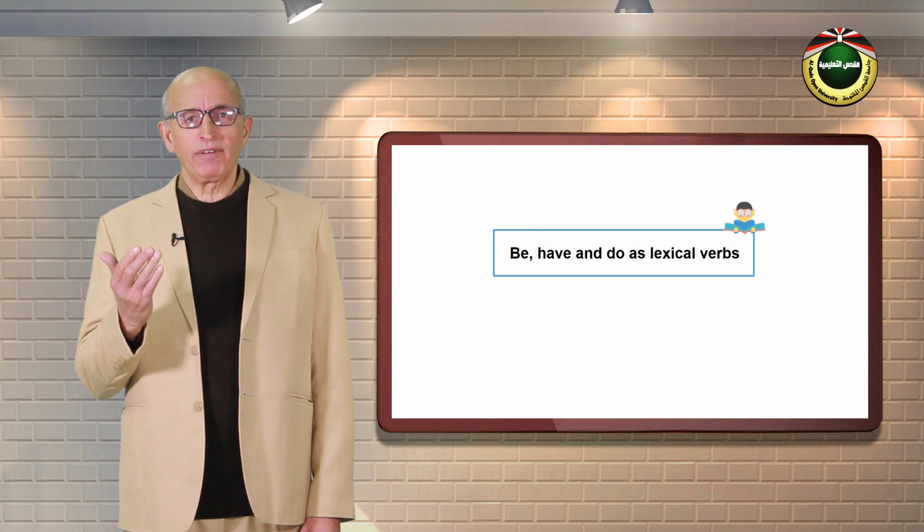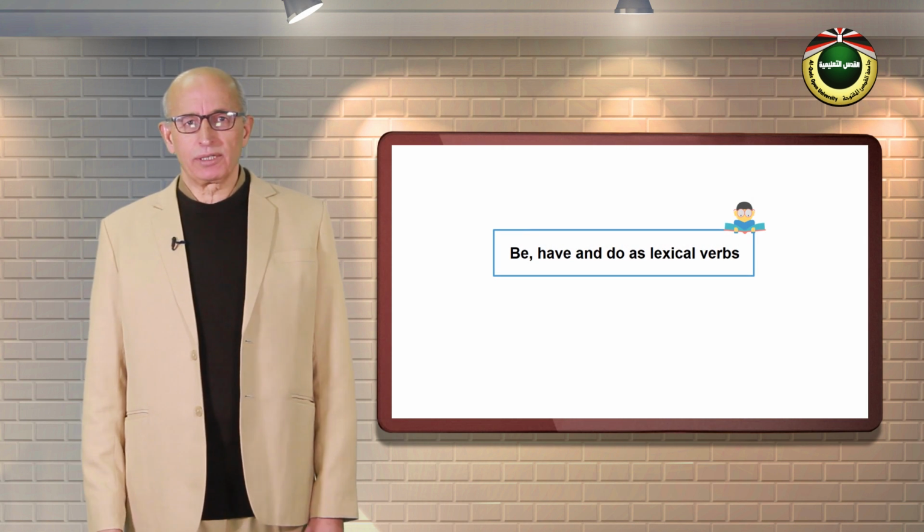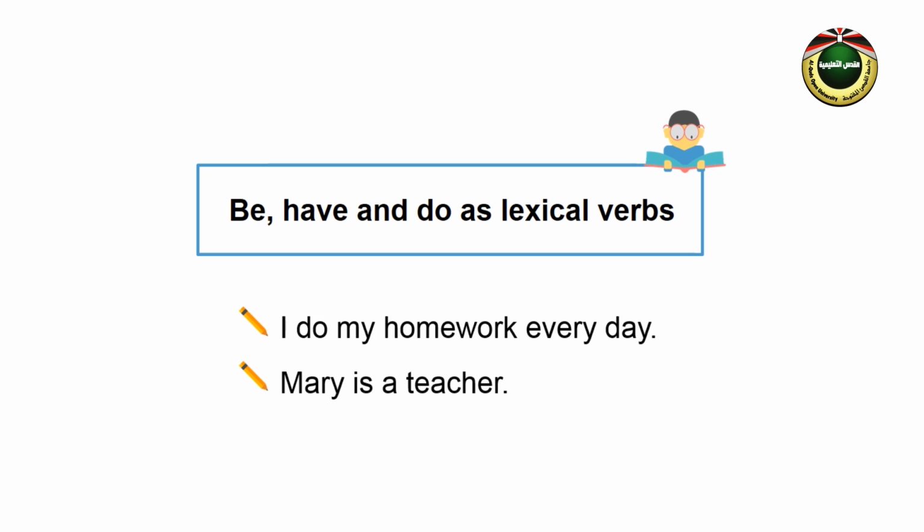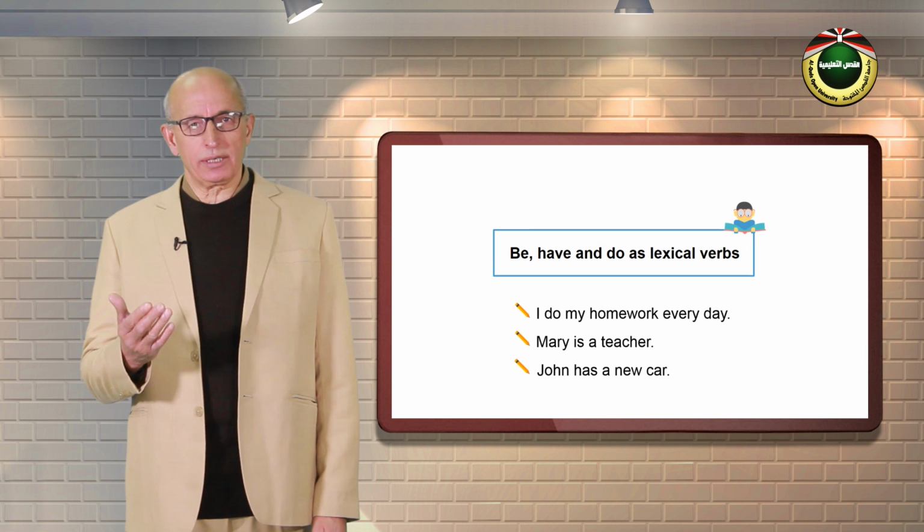Have and do as lexical verbs. We should remember that the verbs be, have, and do can function as lexical verbs. Look at the following examples. A, I do my homework every day. B, Mary is a teacher. C, John has a new car.